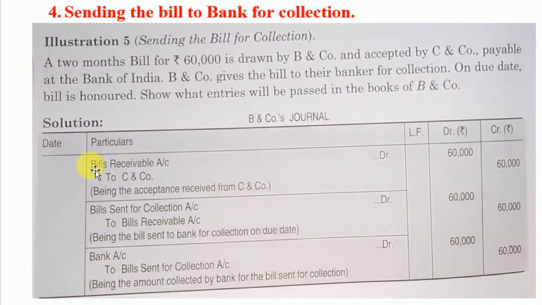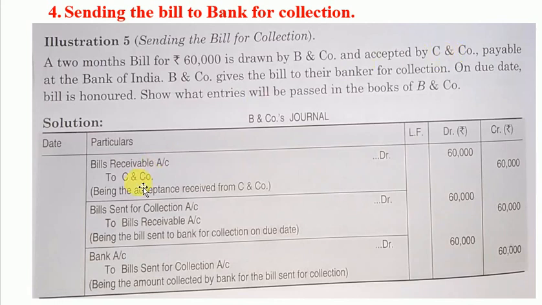The first entry is bills receivable account debit to C and Company, being bills receivable drawn in name of C and Company. Amount is 60,000, 60,000. If we have to write the entry in the book of drawee C and Company for the same transaction, in C and Company's book, entry will go B and Company account debit to bills payable account 60,000, 60,000, being the bills payable accepted from C and Company. I hope you understand this.